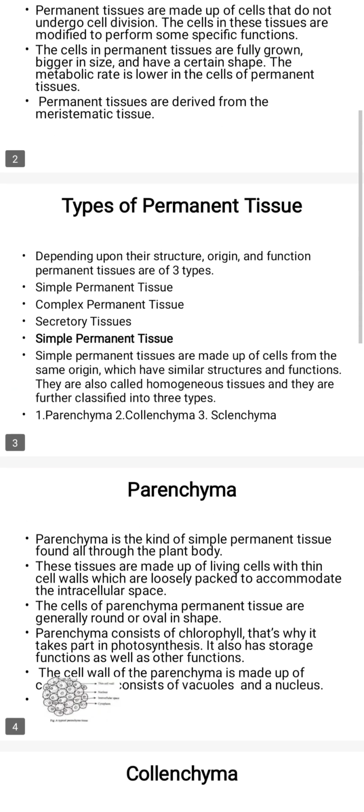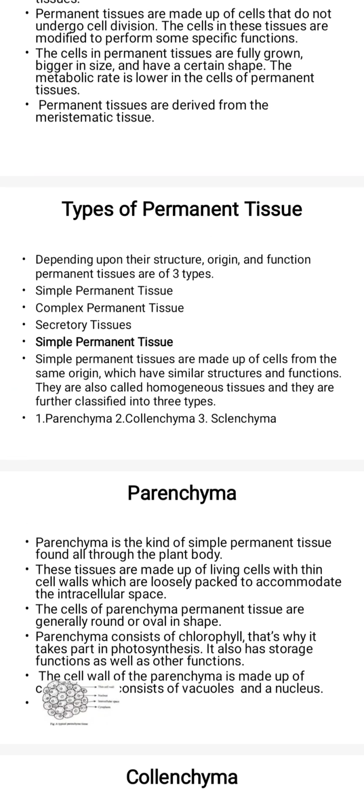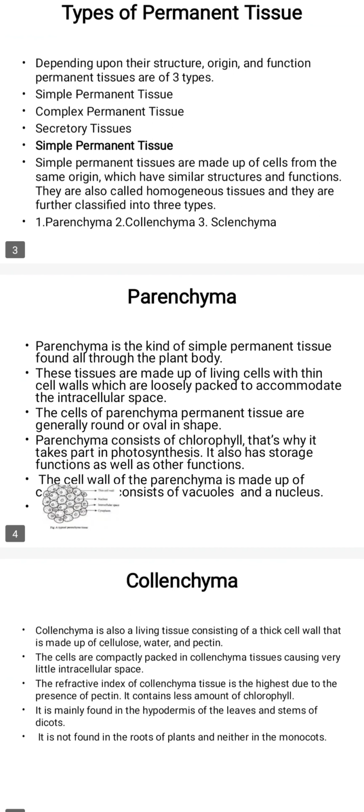Types of permanent tissue. Depending upon their structure, origin, and function, permanent tissues are of three types. First one, simple permanent tissue. Second one is complex permanent tissue, and third one is secretory tissues. Simple permanent tissues are made up of cells from the same origin which have similar structures and functions. They are also called homogeneous tissue, and they are further classified into three types, that is parenchyma, collenchyma, and sclerenchyma.